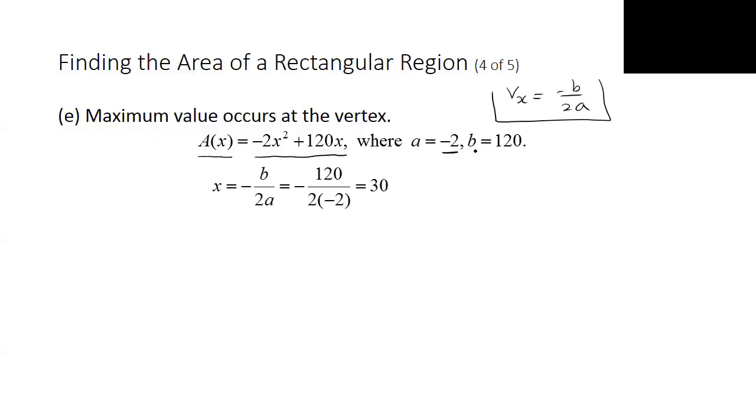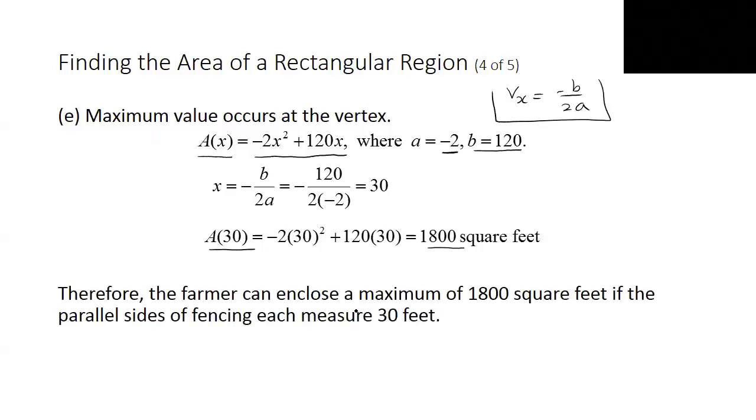In this case, all I have to do is just substitute 120 for b and negative 2 for a, and then you can see v of x would be equal to 30. That means that is your maximum point, or the vertex. So if at x equal to 30, I plug it back into that formula, the maximum area can be calculated as 1,800 square feet.